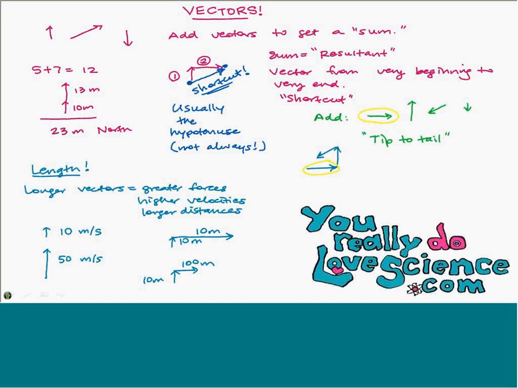Wherever that one ended, I started the second one. The second one went up, and so it's like that. The third one goes backwards and down. And even though it's making a weird shape, I'm going to make it go backwards and down. And notice that the third one starts wherever the second one ends. That's the tip-to-tail method.